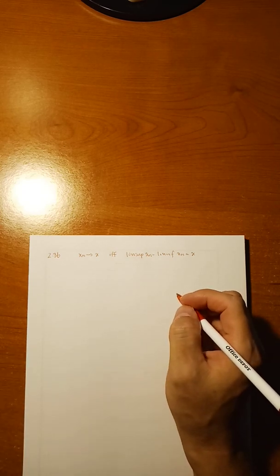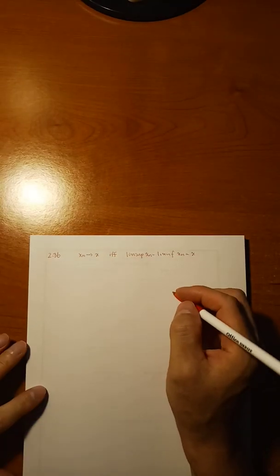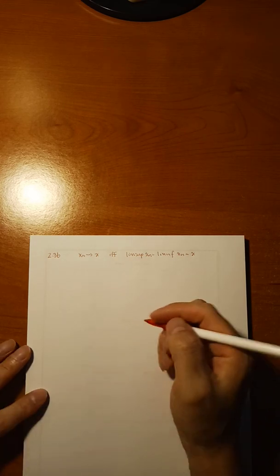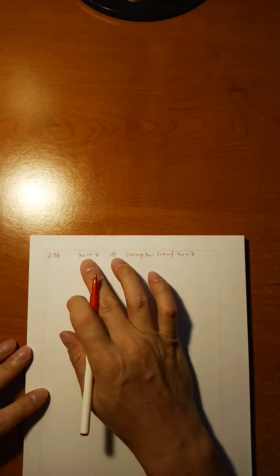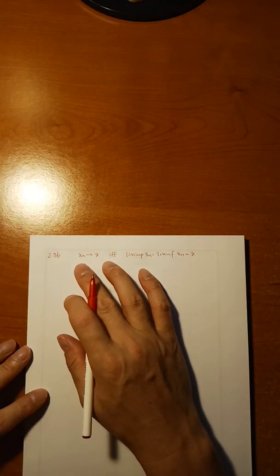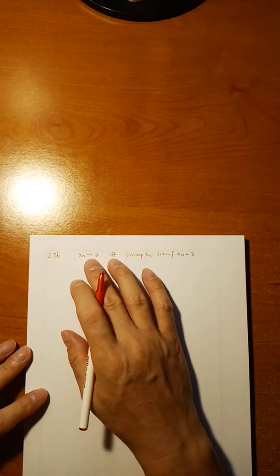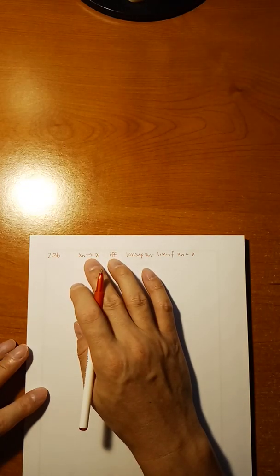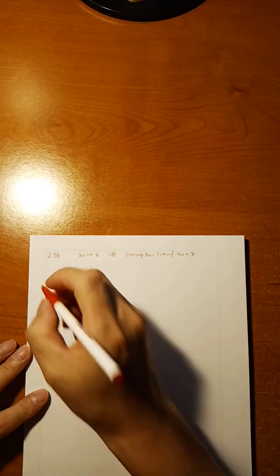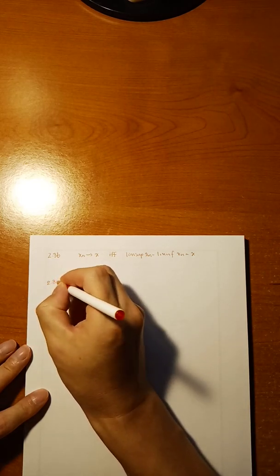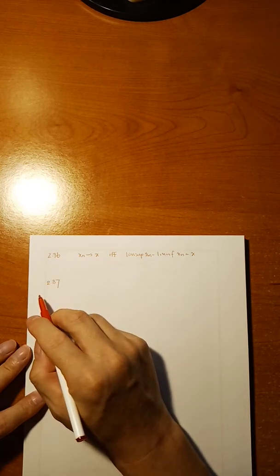This is on 2.36. And what happens if the total sequence does not converge, but it contains a convergent subsequence? So that's theorem 2.37.